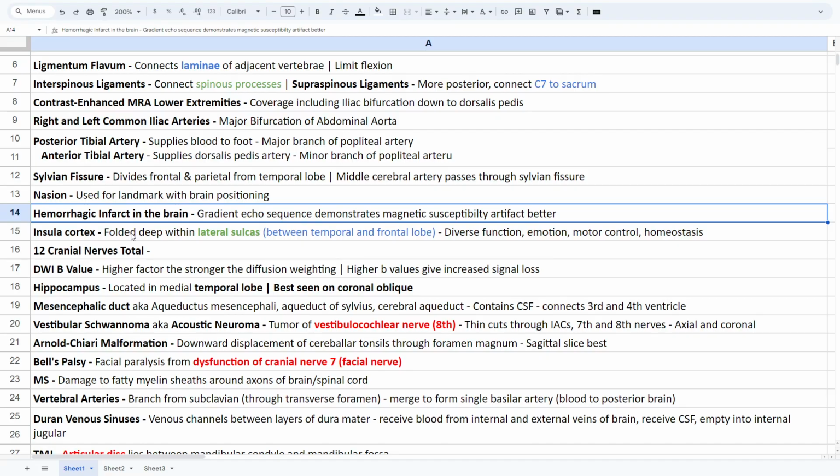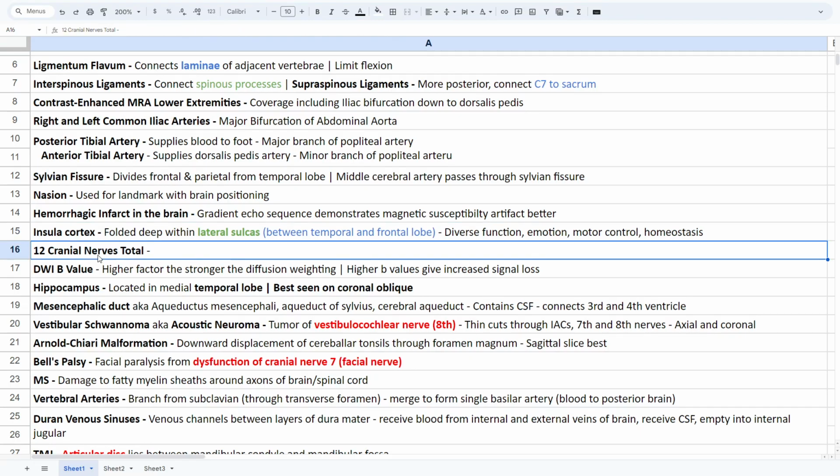Insular cortex is folded deep within the lateral sulcus, between the temporal and frontal lobe. It has diverse functions including emotion, motor function, and homeostasis. There are 12 cranial nerves total.